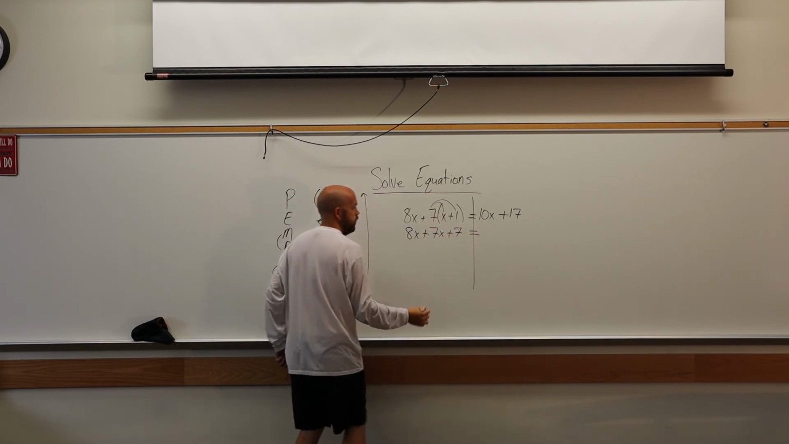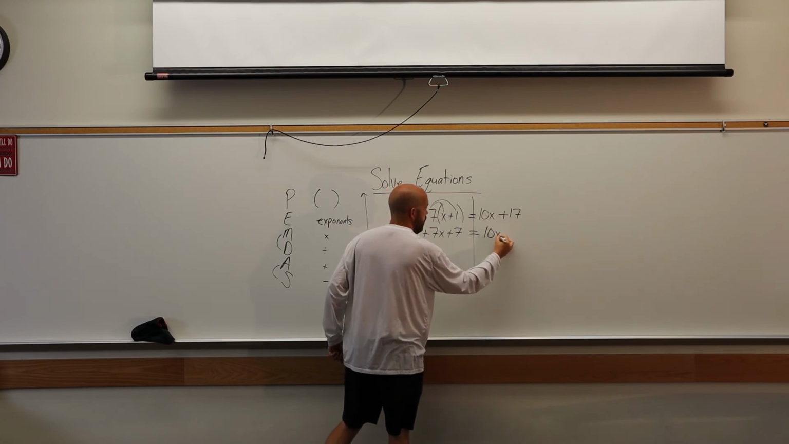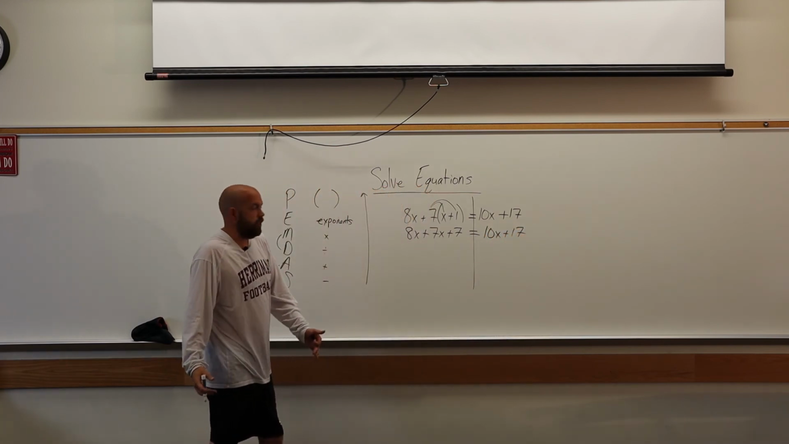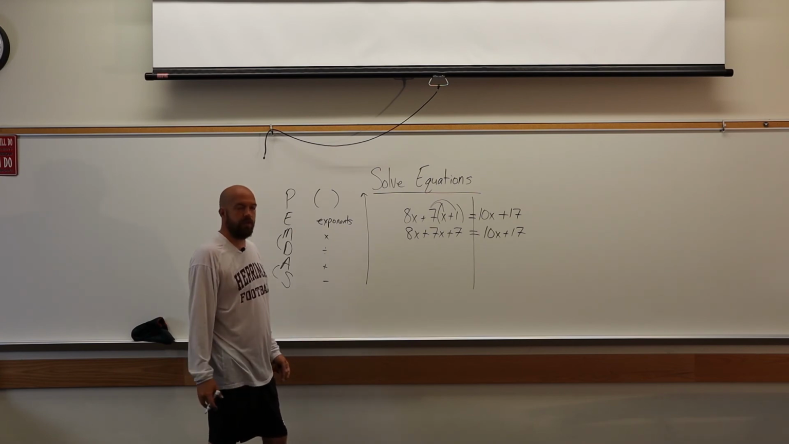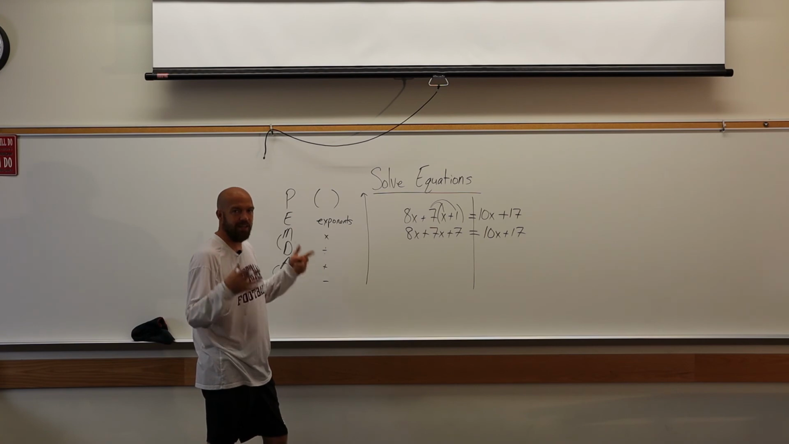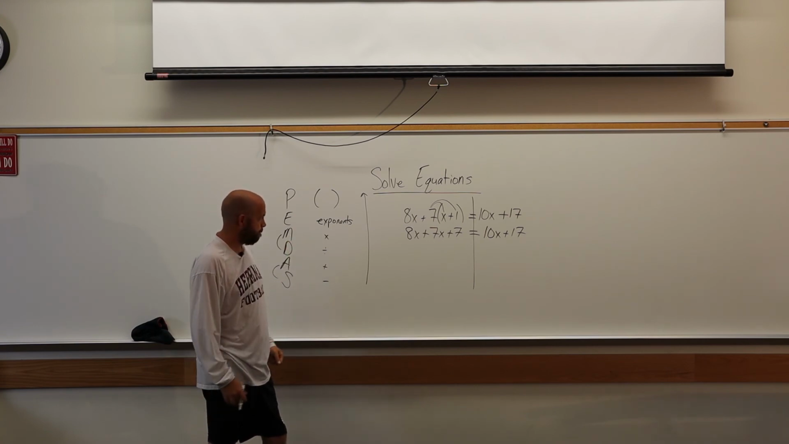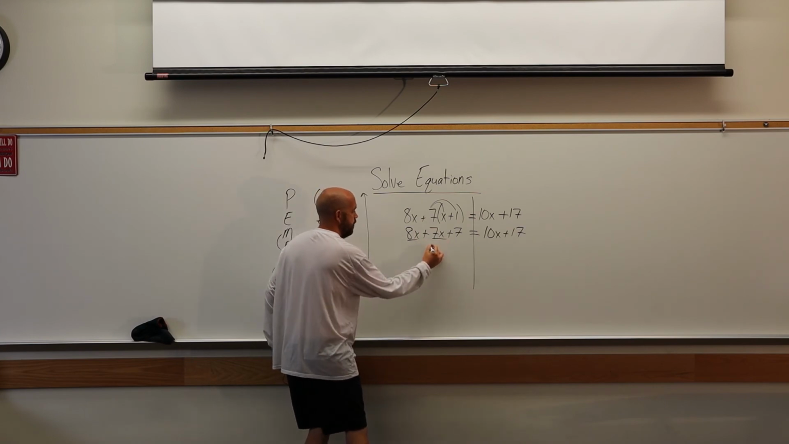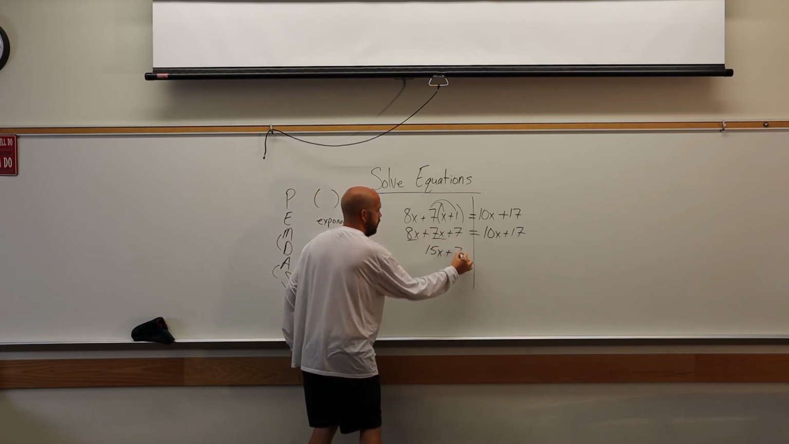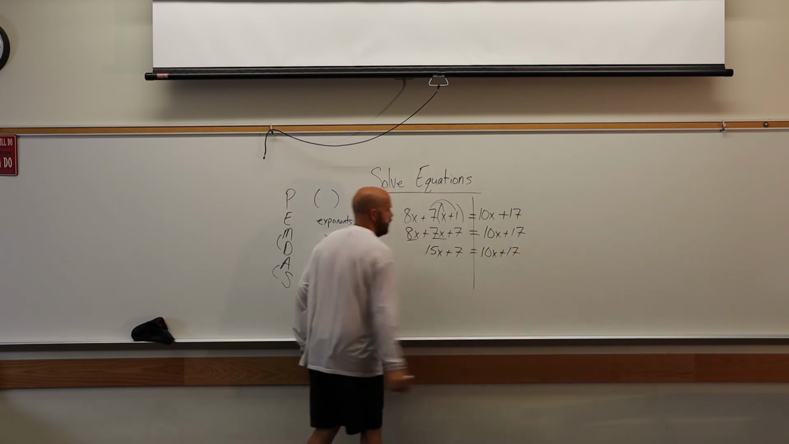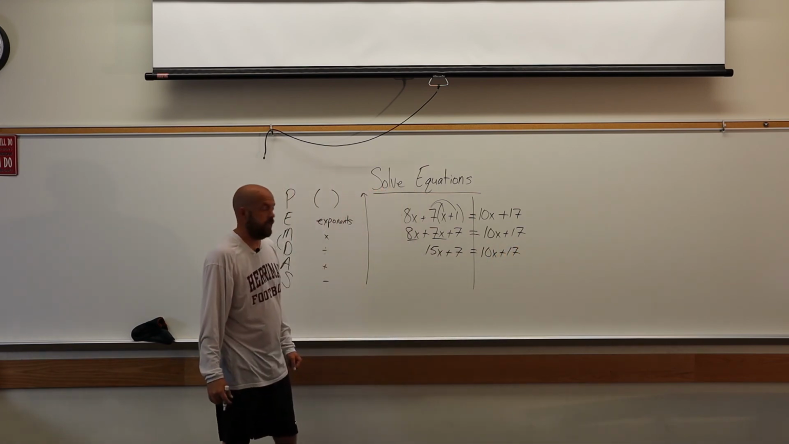Now there's other ways we could do this problem, but it's good to have a strategy where you just always do things the same. So let's just look at both sides and see what we've got. Is there anything that can combine together? Yeah, we've got 8x and 7x. Together, if I were to add them, I would get 15x equals 10x plus 17.